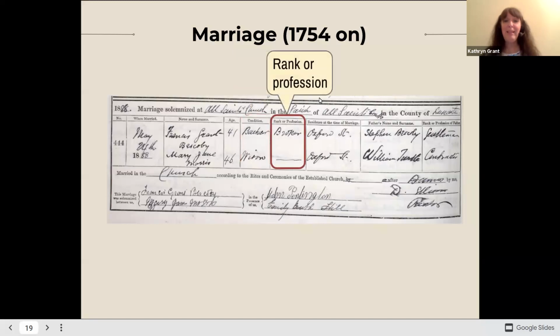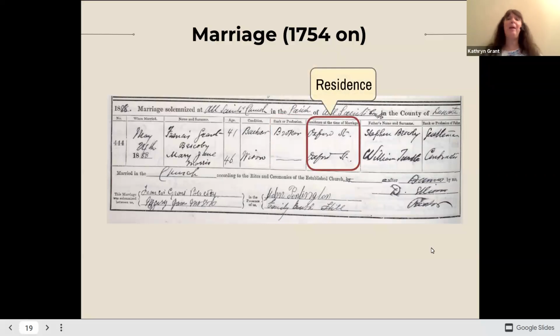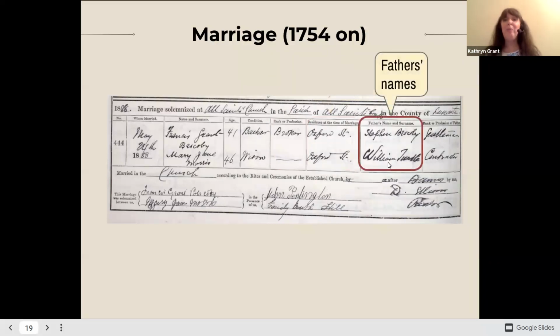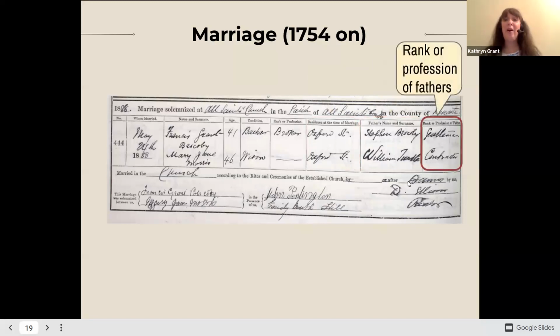So let's see, this gives the occupation of the bride and groom, their residence at the time of marriage. And this is something also to be careful of. Sometimes people will say, oh, residence, that must mean their birthplace, but not necessarily. For instance, somebody might have gone to London to work and then they met somebody and fell in love and got married quite a distance away from their home parish. So all this means is this is where they were living when the marriage took place. And then we've got the names of the fathers, which, as we said before, is incredibly helpful, and also the fathers' occupations.